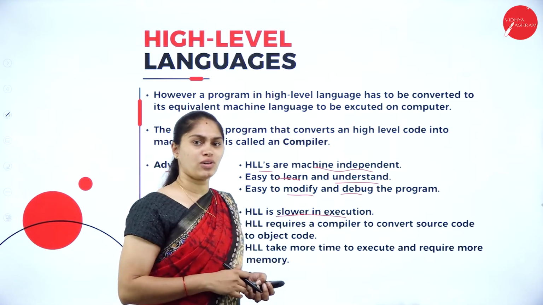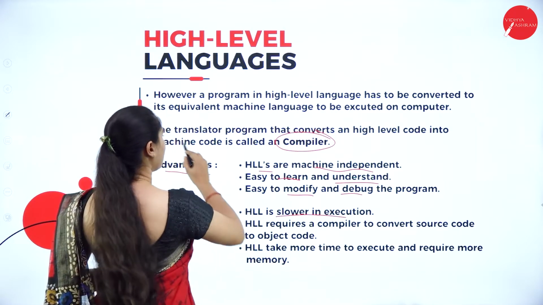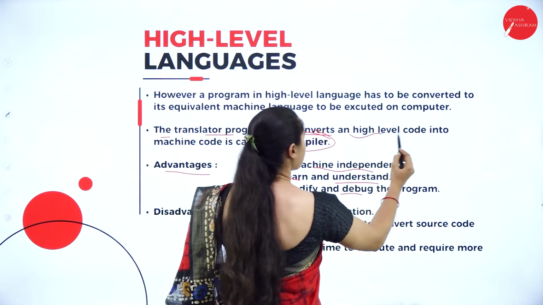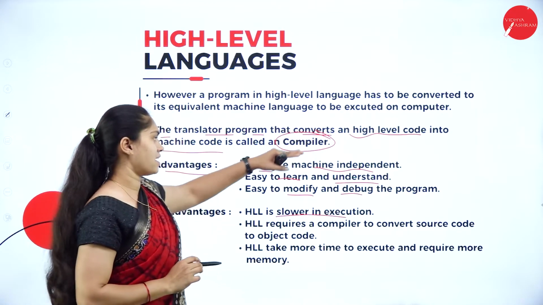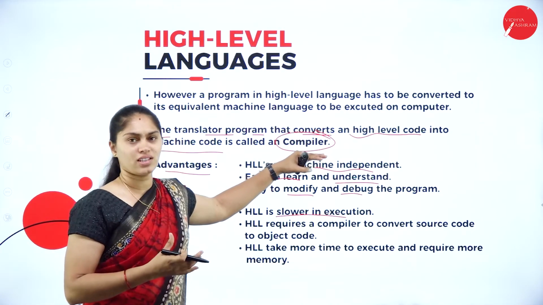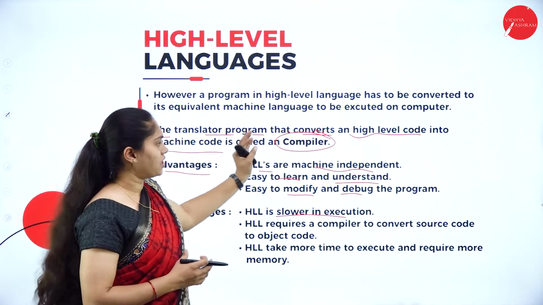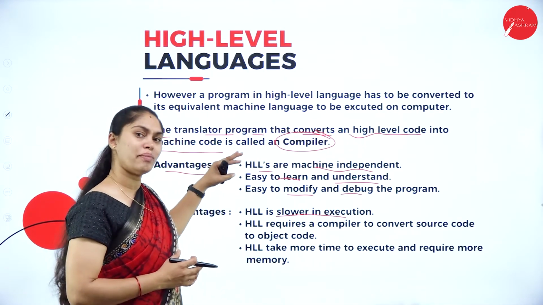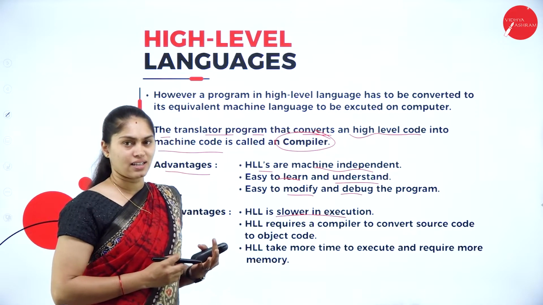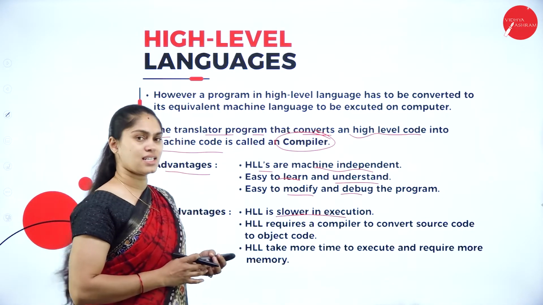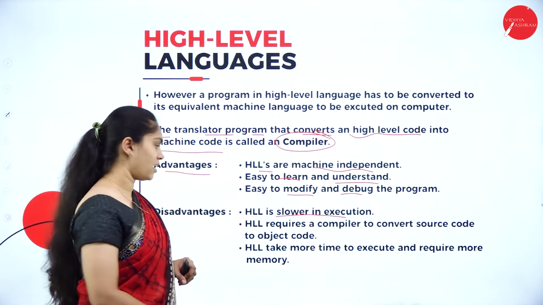So who is going to convert? Here you can see that we have a compiler. The translator program that converts high level code into machine code is what we call a compiler. That is the reason we do compilation. We are converting high level programming code into machine equivalent code, so we require this translator, and we call the translator a compiler. Because of that compilation, it is going to be slower in execution.